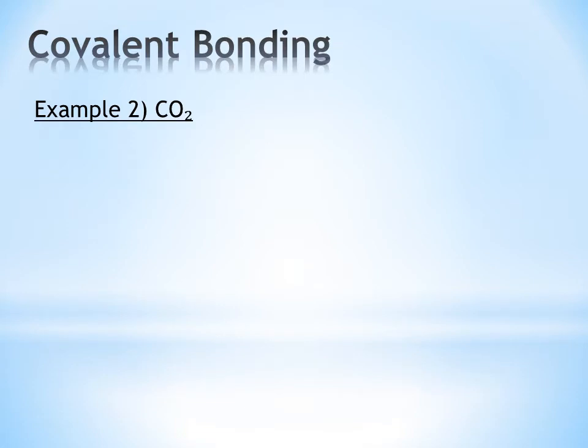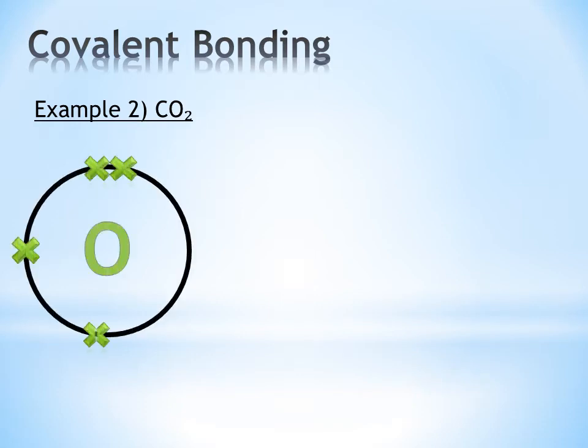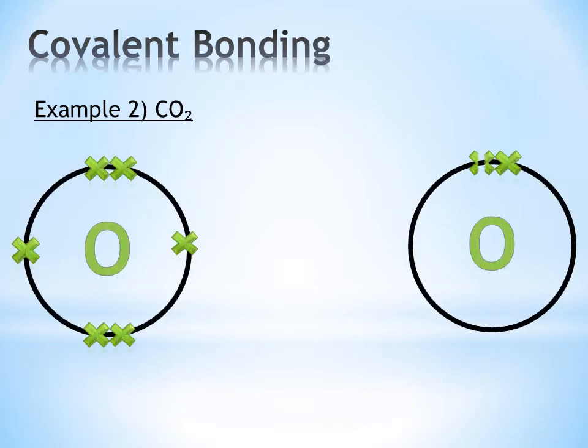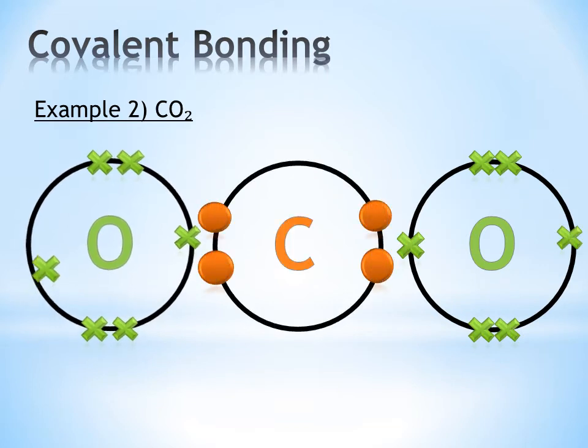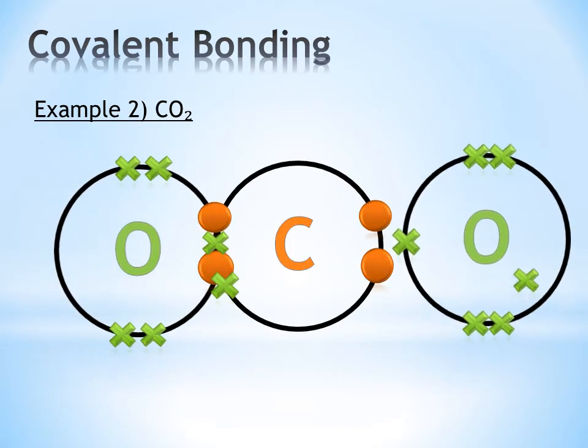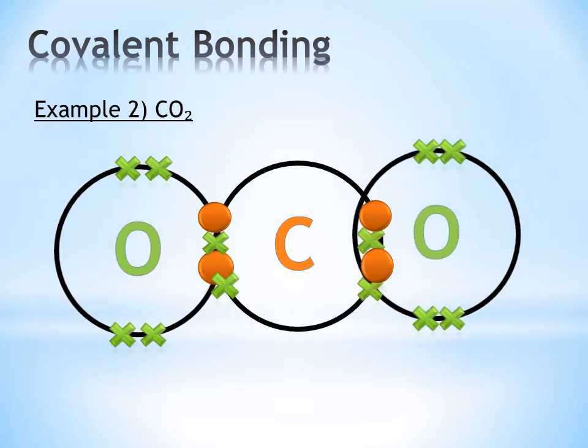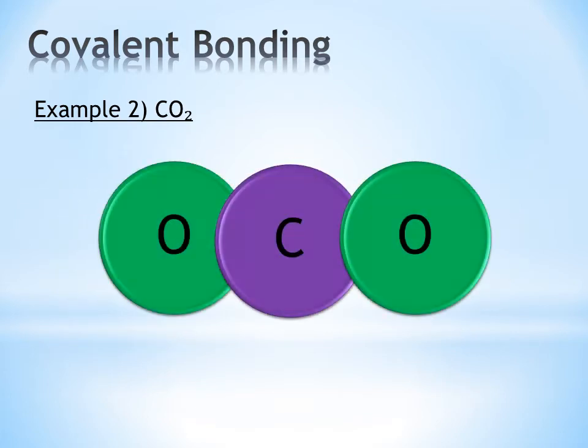The second example of covalent bonding is carbon dioxide. Each of the oxygens has 6 electrons in its outer shell, and carbon has 4 electrons in its outer shell. Each of the oxygens and the carbon share 2 electrons between them. This means they have 4 shared pairs of electrons between them. Oxygen shares 2 electrons with the carbon atom, and carbon shares 2 electrons back. This then forms 2 double bonds.